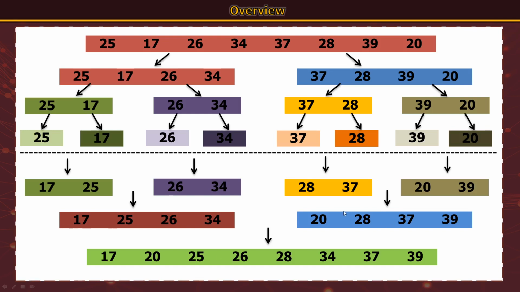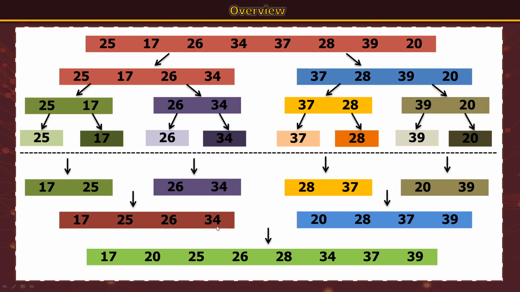Here, we'd compare 17 against 20. Well, 17 is less, so the 17 would come down. We'd then compare 25 against the 20, because 25 is the next smallest in this list. Well, 20 is less than the 25, so the 20 comes down. We then compare the 25 against the 28. Well, 25 is less, so the 25 comes down. We then compare the 26 against the 28. The 26 is less, so the 26 comes down.